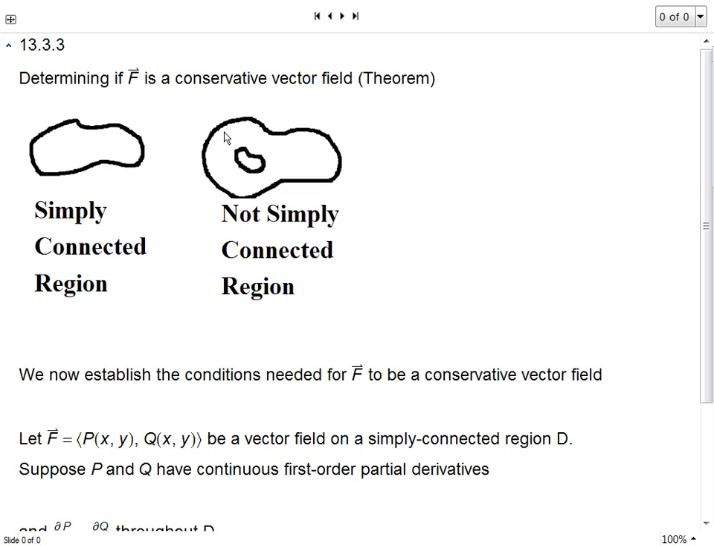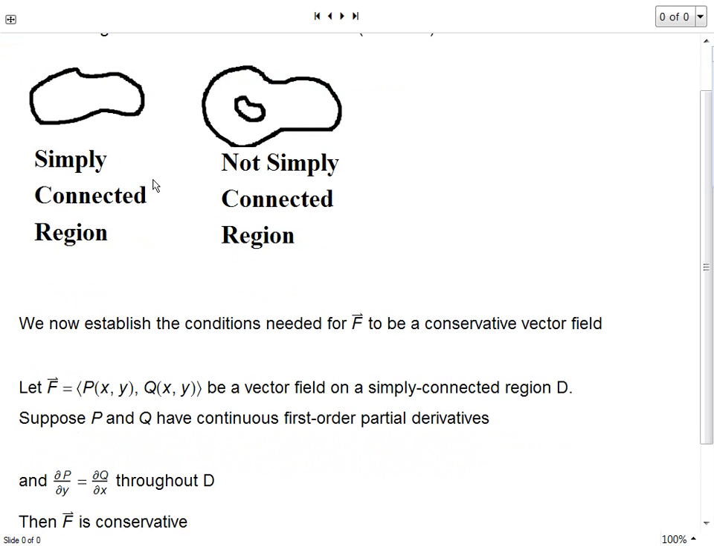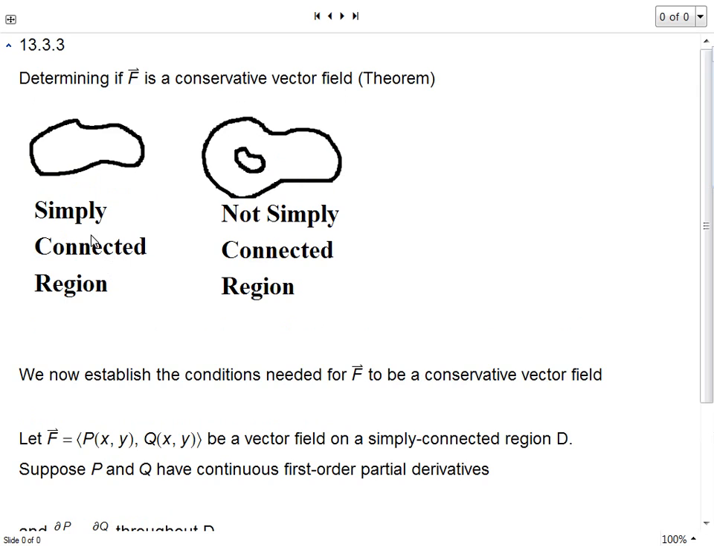All right, determining: how do we determine if F is a conservative vector field? Before we can do it, we have to establish some things: what a simply connected region is, and what a non-simply connected region is. And here's an example.